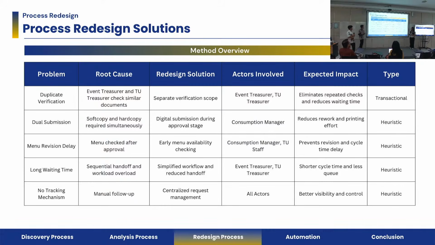Third is menu revision delay. Before, the menu was checked after approval. Now after the redesign, there is early menu availability checking, which prevents revision and cycle time delay. Another is long waiting time from sequential handoff and workload. Before and after, the workflow is simplified and handoffs reduced. Then no tracking system. The root cause before was manual follow-up, and after is centralized request management, so there is better visibility and control. Next.